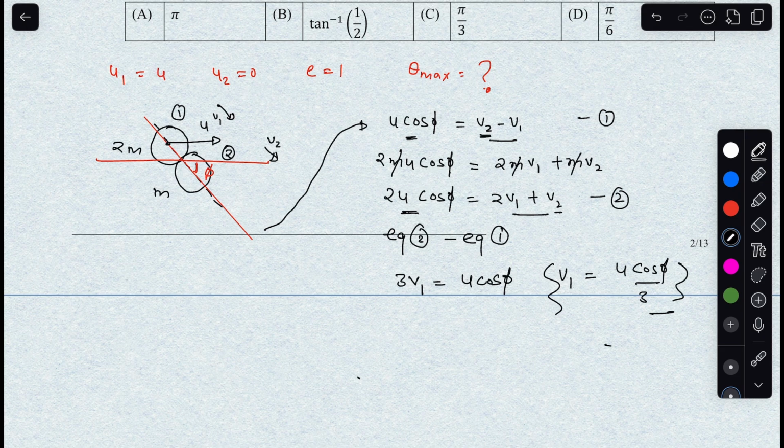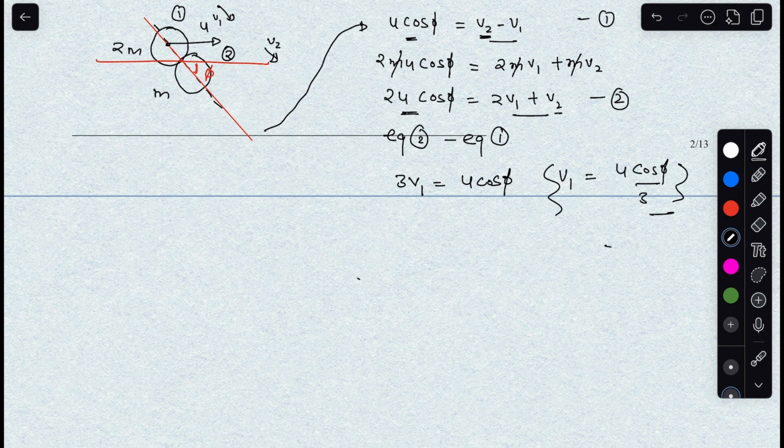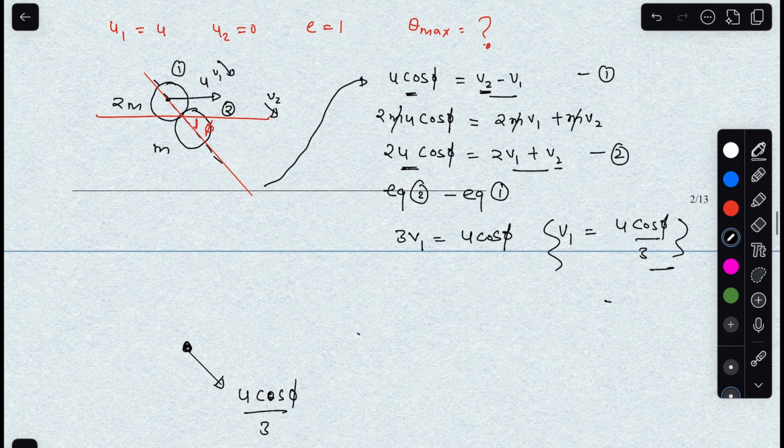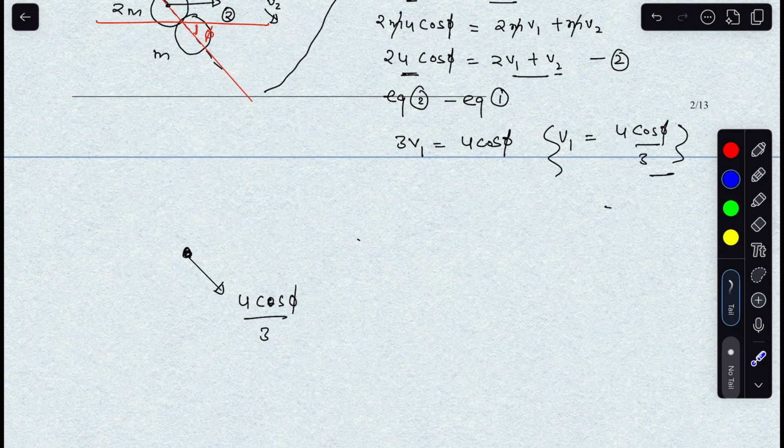Now let us go again to particle 1. Particle 1 right now has some velocity in this direction, which we have calculated. For the perfectly elastic collision at an angle phi, this velocity comes out to be u cos phi divided by 3. The momentum of this particle in the perpendicular direction will remain unchanged because there is no impact in this direction. That is why the component in this direction, u sin phi, will remain constant.